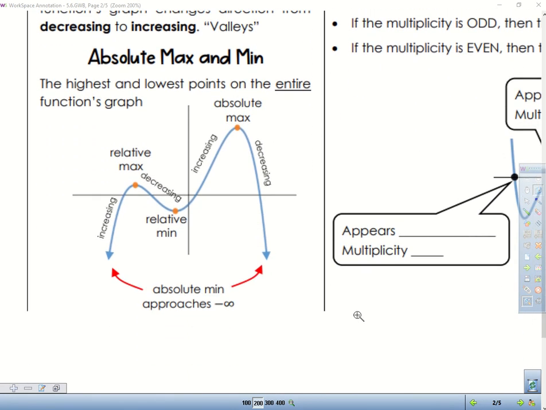Looking at this picture, let's talk a little bit about different types of maximums and minimums. We also have what's called an absolute maximum and minimum, and this is the highest and lowest points on the entire function's graph. Now, not every graph will have an absolute max or min, some will not. You can see here that this graph does not have an absolute minimum because it just approaches negative infinity in this direction, right? So there's no absolute lowest value because it just goes on forever in the lower direction.